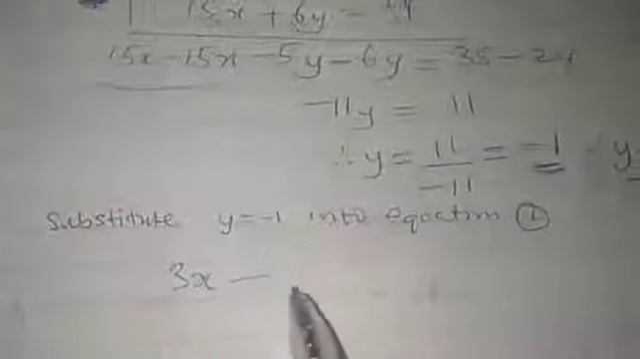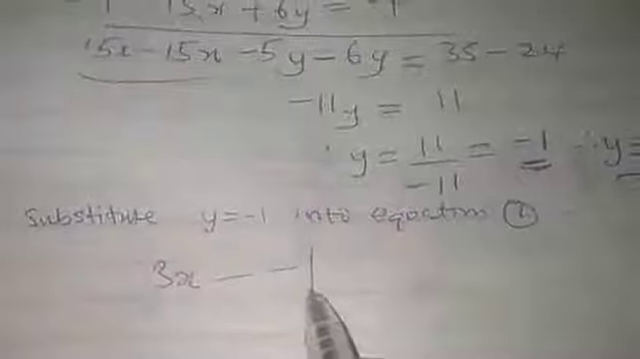After that, you write the same statement, that is, substitute y is equal to minus 1 into equation 1. This is our equation 1. I told you can use equation 2 as well. You can use any convenient one. Now, in our first equation, what you have there now is 3x minus y. Our y is minus 1, equal to 7.